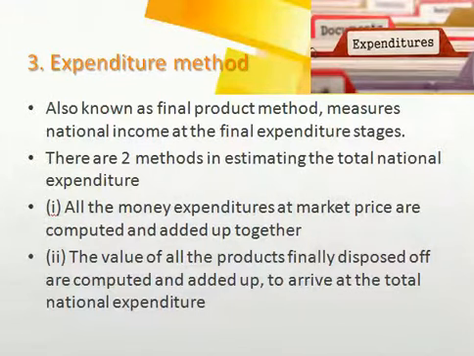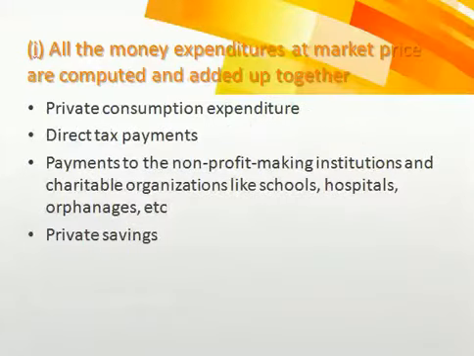There are two methods in estimating the total national income, total national expenditure. First, all the money expenditures at market price are computed and then added up together. Second, the value of all the products finally disposed of are computed and added up to arrive at the total national income, total national expenditure. Let's see these two. First, all the money expenditure at market price are computed and added up together.